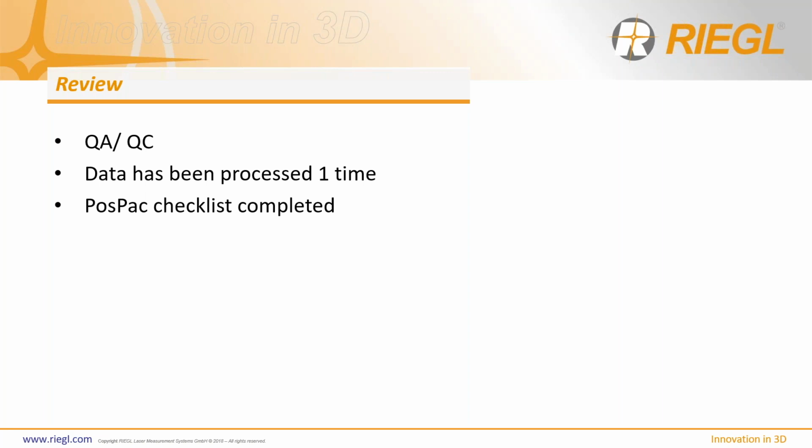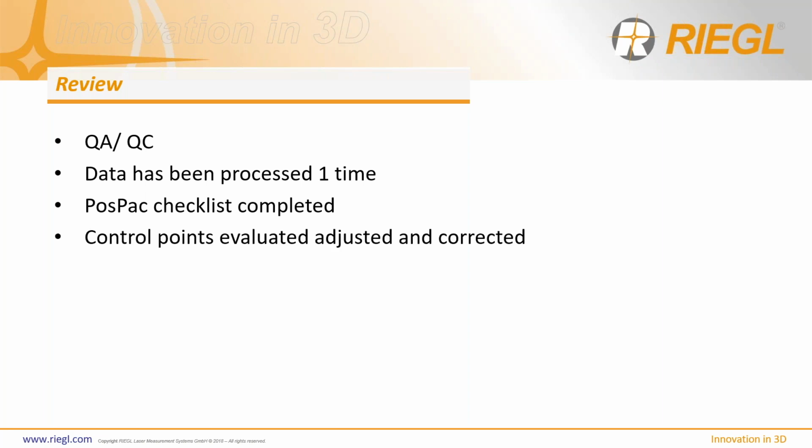Let's go check your POSPAC checklist. Even before you process the data, did you check off everything? Are you sure of the lever arms? Are you sure of the DMI? Are you sure of the base station coordinates? Are you sure of the base station height? If you're not sure of any of those things, go ask. And you're going to need to ask the person who set up the base station.